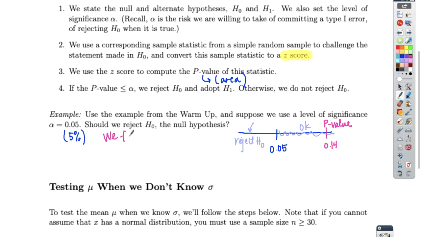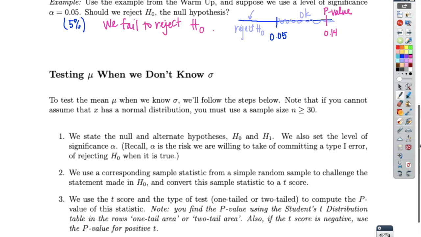So should we reject H0, the null hypothesis? We fail to reject H0. I know it's weird language, but it's sort of like a double negative here, but this is how we say it. We fail to reject H0.